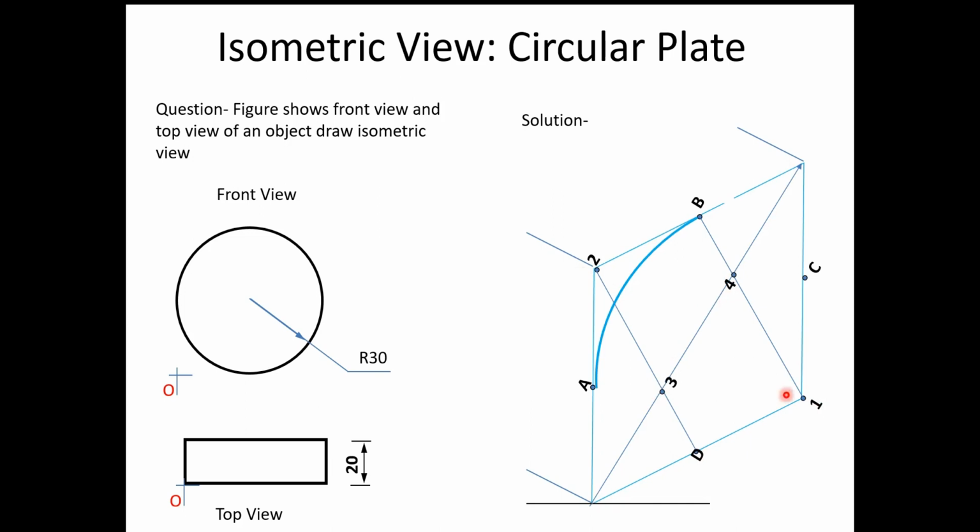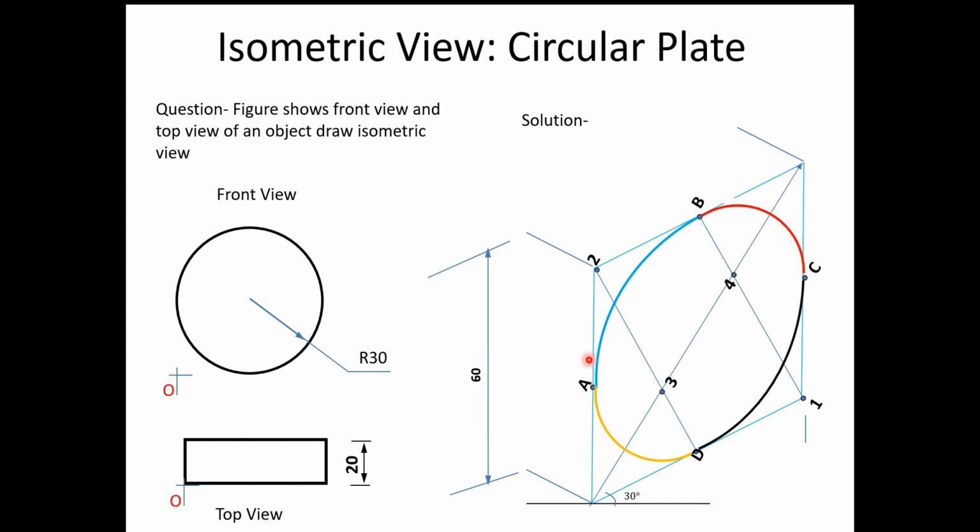Now next, take the 1 to B distance in the compass and draw the AB arc. Again take the 2 to C distance in the compass and draw the CD arc. Again take the A to 3 distance in the compass, with 3 as the center, and draw the AD arc. Similarly, take the 4 to B distance in the compass, with 4 as the center, and draw the BC arc. So here, this is an ellipse. The back side ellipse of the circular plate is also parallel to this.